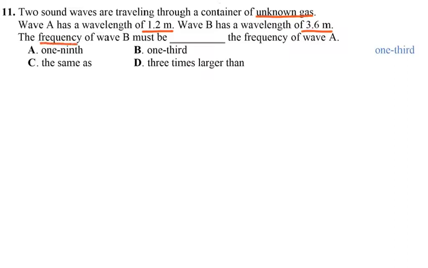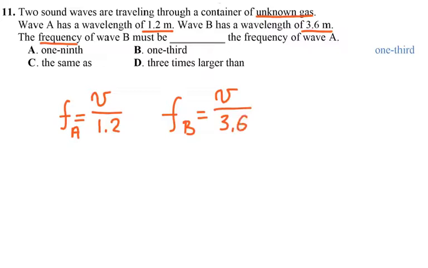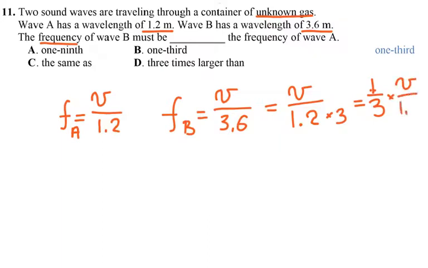So they talk about the frequency. The frequency of A is equal to the velocity of A, and they have the same velocity, over the wavelength, which is 1.2. And the frequency of B is equal to the same velocity over 3.6. That is the same as V over 1.2 times 3 at the bottom. So that is the same as 1 over 3 times V over 1.2, and this is the frequency of A. So the frequency of B is 1/3 of the frequency of A.